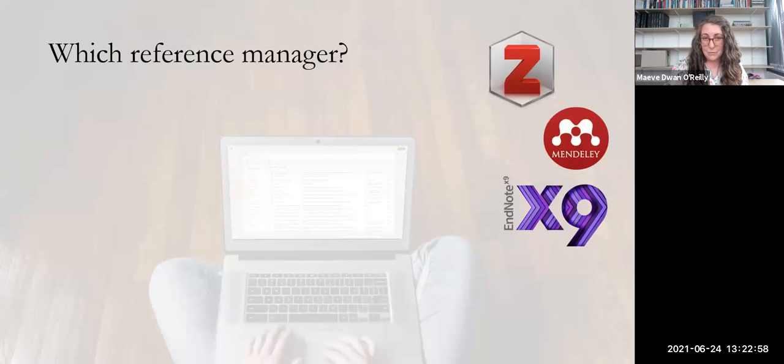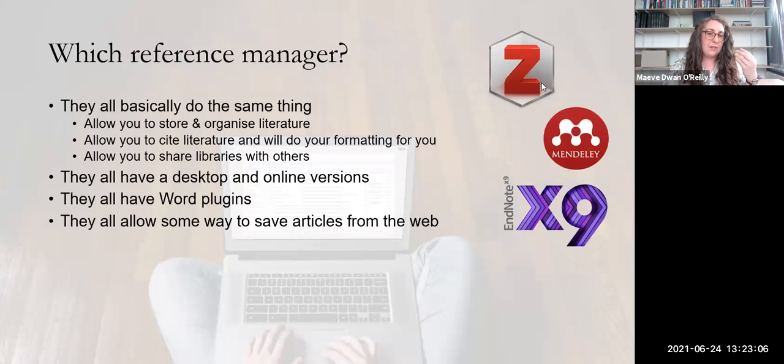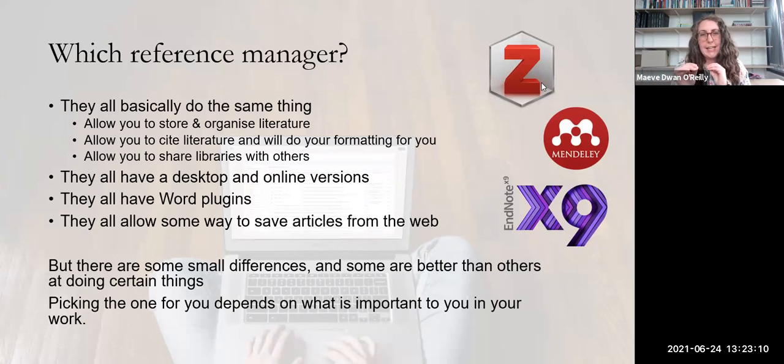So basically, when you're trying to decide which one, they all basically do the same thing. They all organize literature. They all have plugins. They all work with Word. They all let you save articles from the web. But there's just little things that some of them do better than others. And then also with EndNote, it's paid and you are accessing it through UCD.